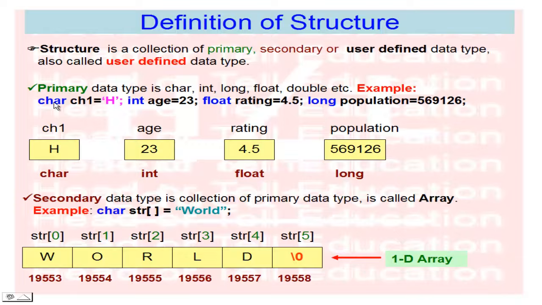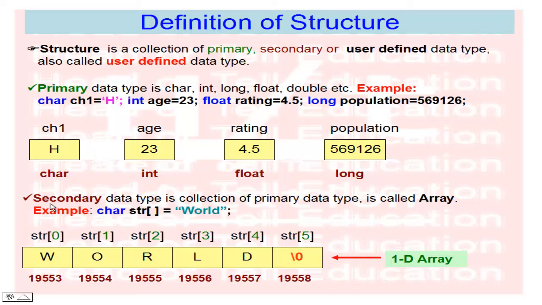First we understand what is the primary data type. Primary data types are character, integer, float, double, long, etc. If we have a character variable, we can create character variable ch1 and assign h, an integer variable age and assign 23, a floating point variable float named rating, assign 4.5. Now a long variable like population, so we assign the population. So these are primary variables.